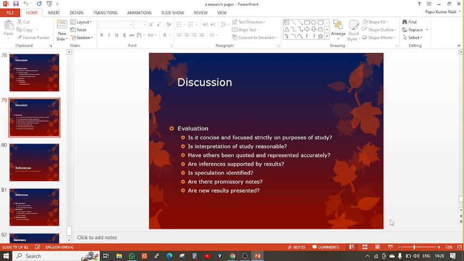Then after that, evaluate your conclusions as a discussion section, because at every stage after writing a part, you have to re-evaluate yourself. Whether the interpretation is good or not, whether the inference is supported by the results or not, whether it is speculation or a clear-cut discussion, whether it is a note or a suggestion, whether the results presented in the results section are clearly referred to in your discussion. All these things should be rechecked and evaluated yourself to get better writing.